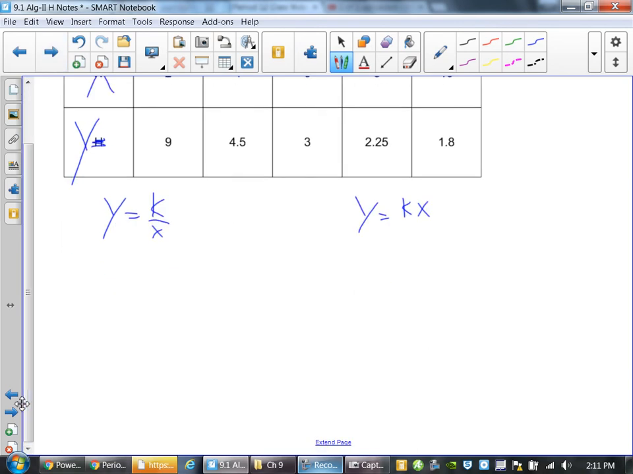So if it's inverse variation, x times y would equal k. If it's direct variation, y divided by x would have to equal k. So we just go through our list.